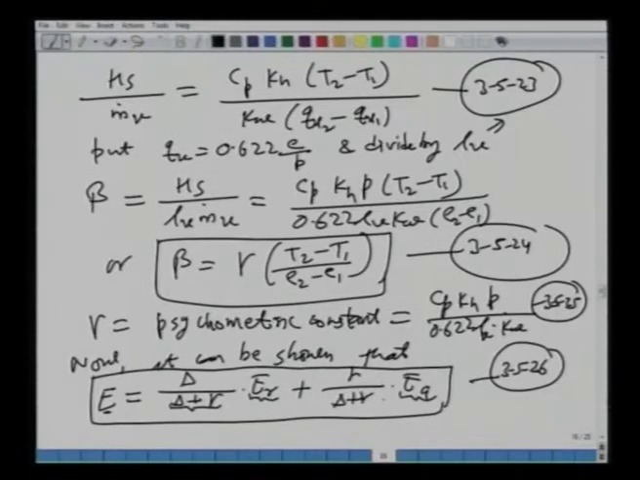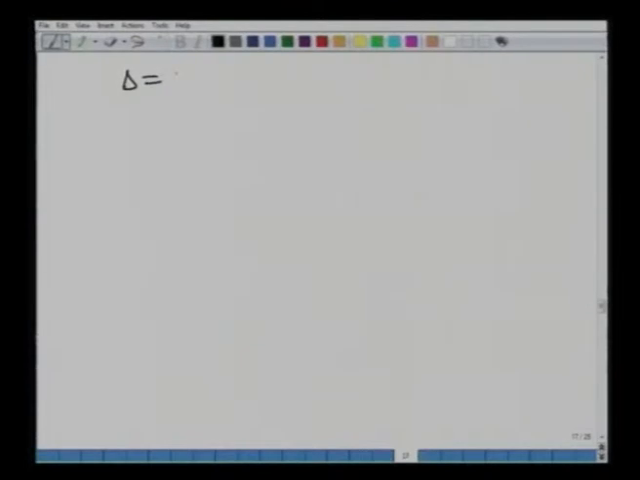Okay. Now, what is this delta? Well, we have seen already delta is nothing but the slope of the saturation vapor pressure curve as a function of temperature.